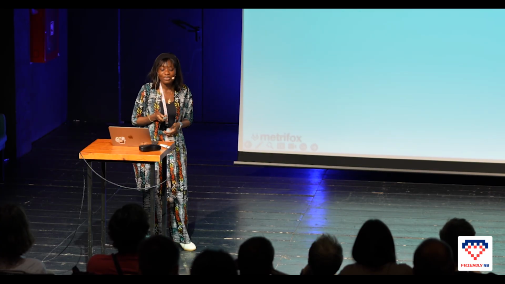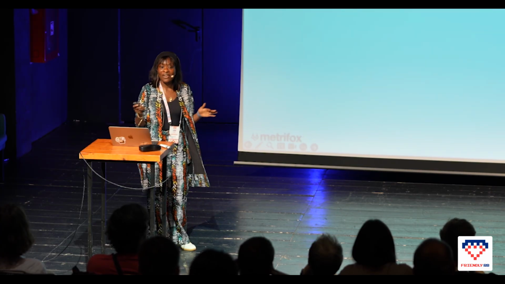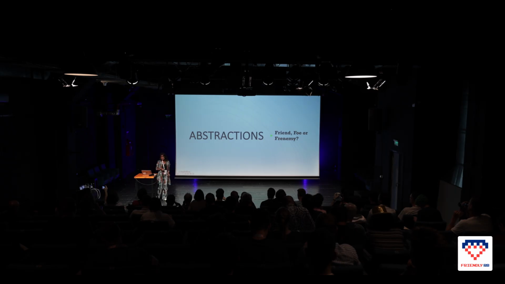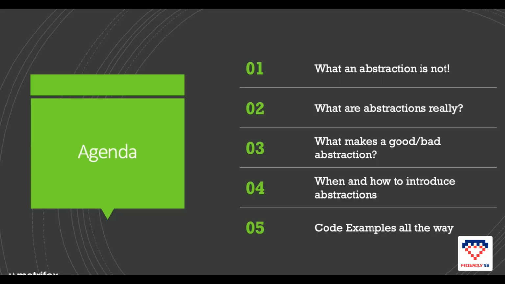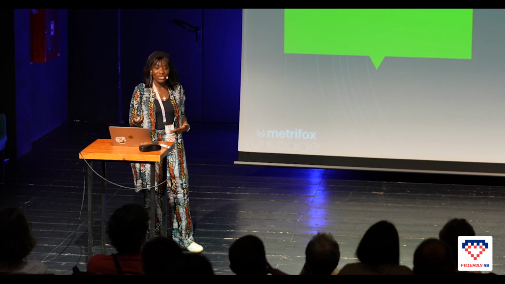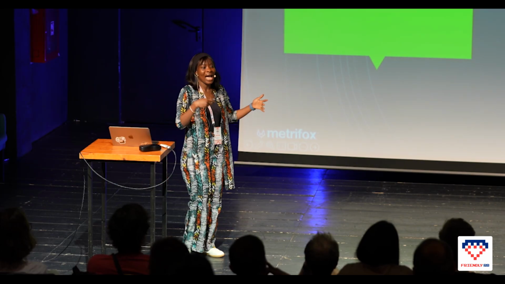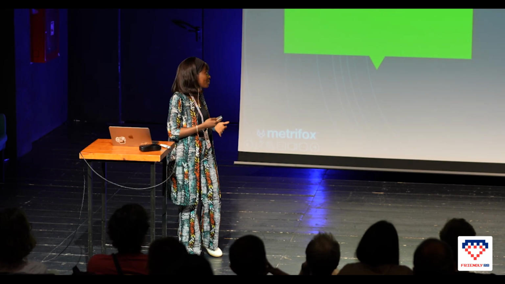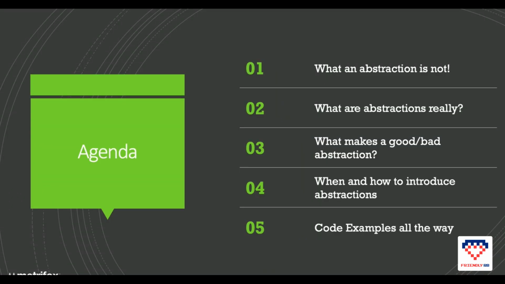As I said earlier, we're going to be talking about abstractions, friend, foe, or frenemy. And we're going to be looking into what an abstraction is not, and then what abstractions really are, what makes a good versus a bad abstraction, when is the right time to introduce them, and when that right time comes, how should we go about thinking about them? And then we'll have code examples all the way.